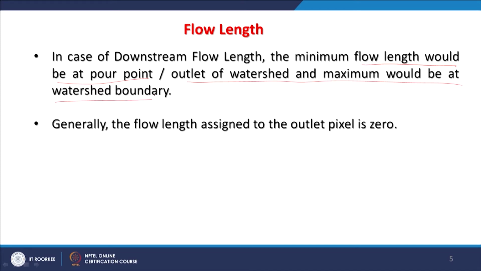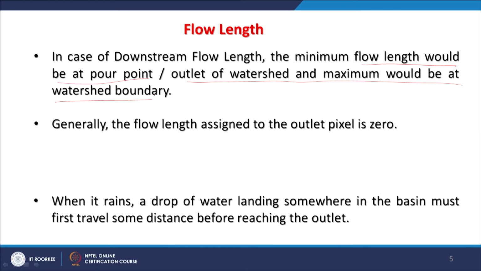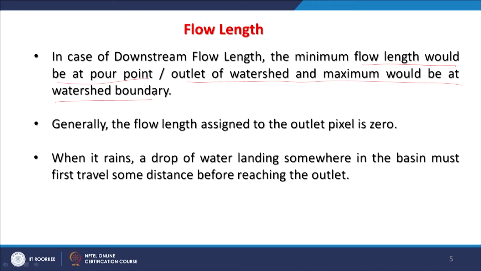And generally the flow length assigned to the outlet cell is 0. So, whenever there is precipitation in the form of rain, a drop of water landing anywhere in the basin must first travel some distance before it reaches the outlet, and that will be decided based on how much travel it has done.